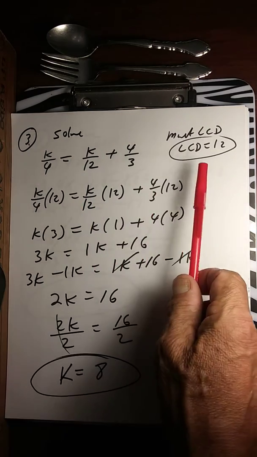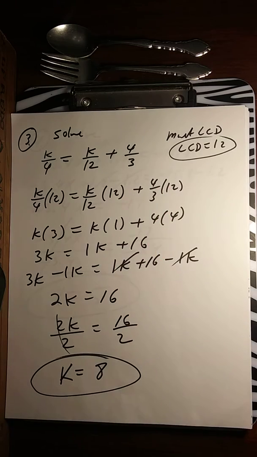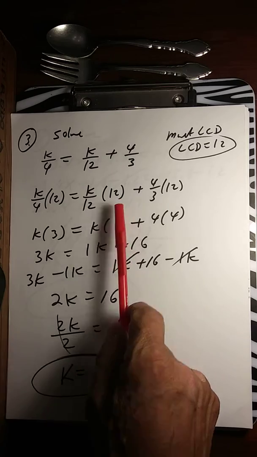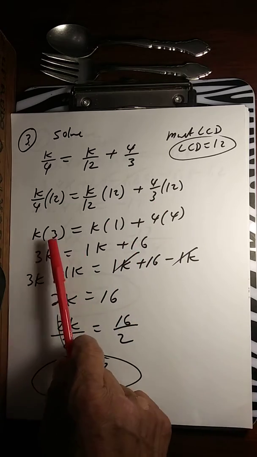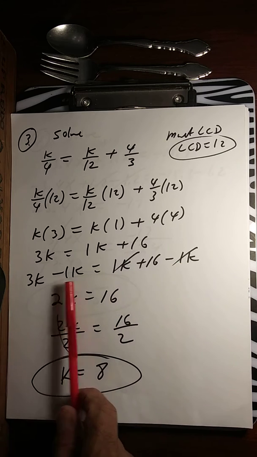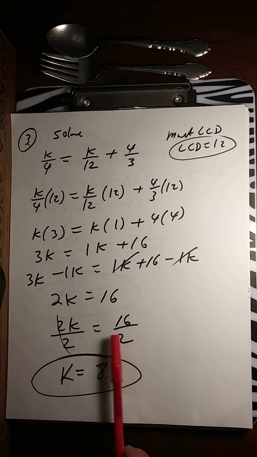Multiply all parts by the LCD, which is 12. So 12 times this, 12 times that, 12 times that. So now divide. 4 divides 12, 3. 12 divides 12, 1. 3 divides 12, 4. That's going to be 3k, 1k plus 16. So now minus 1k, these are gone. 2k is 16. Divide by 2, divide by 2. k equals 8.